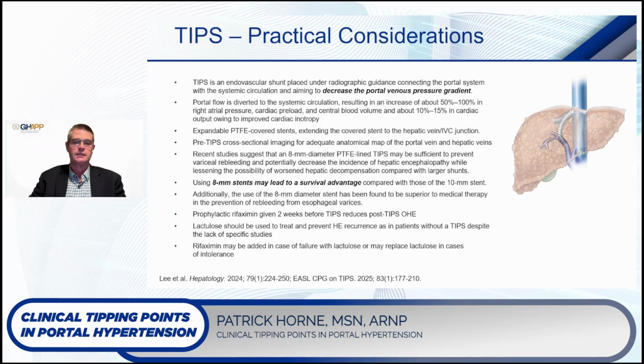Prior to TIPS, one can consider prophylactic rifaximin given 2 weeks before, and that has been shown to reduce post-TIPS overt hepatic encephalopathy, or OHE. Lactulose, which I'm sure we are all familiar with, can be used to treat and prevent HE recurrence, as in patients without TIPS, despite lack of specific studies. And then rifaximin, again, may be added in case of failure of lactulose or as a replacement for lactulose in cases of intolerance.